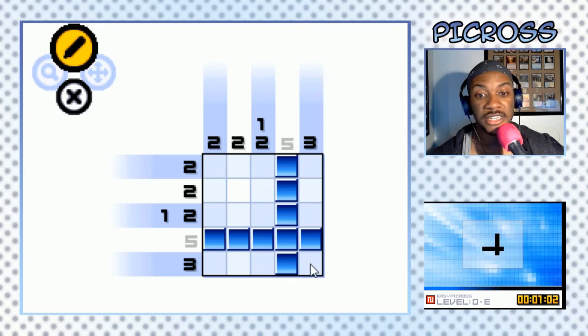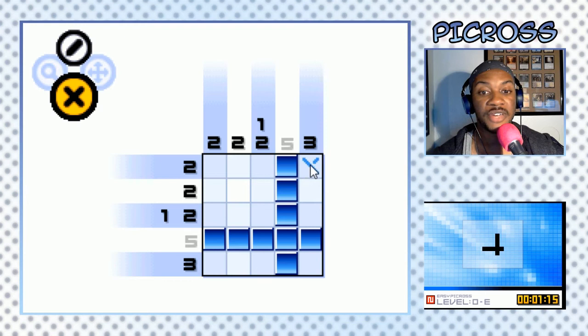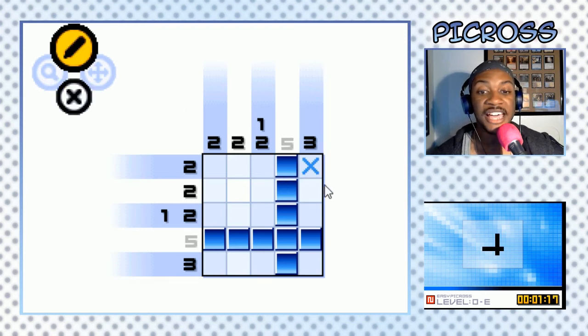So let's see. It could be this square, this square, and this square. Or it could be this square, and this square. It definitely cannot be the topmost square in that column. So we can go ahead and X that one out. Now, in both of those scenarios, we have that this square and this square colored in. So no matter what, both of these squares will be colored in. We can go ahead and color in the third square in that column.